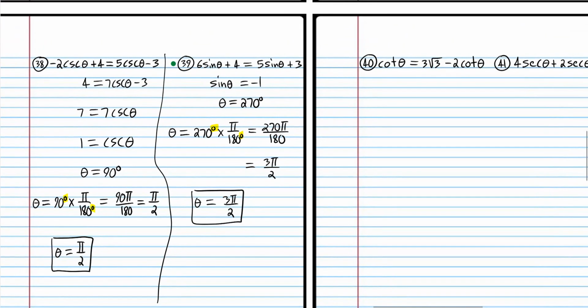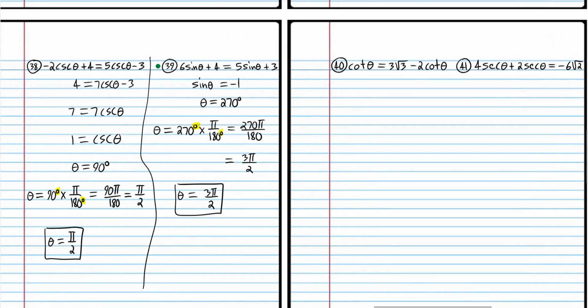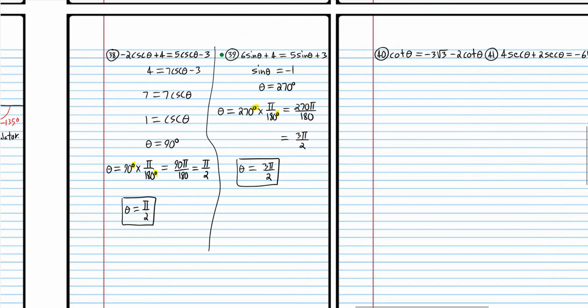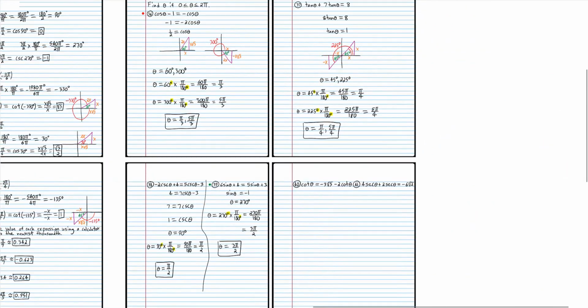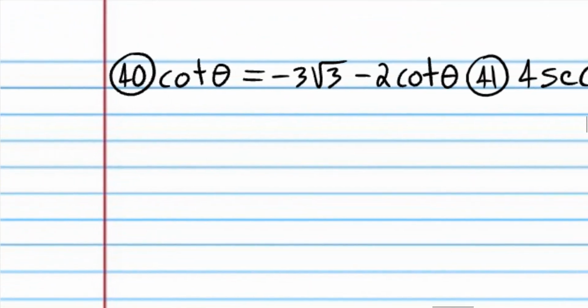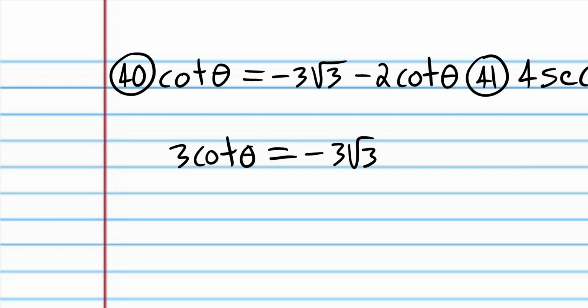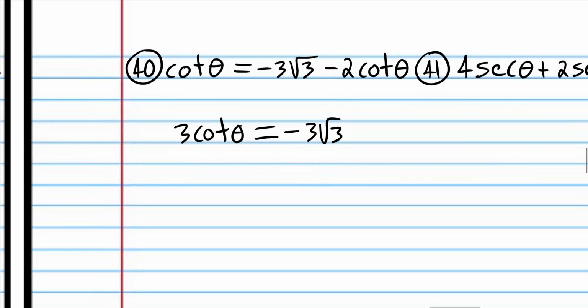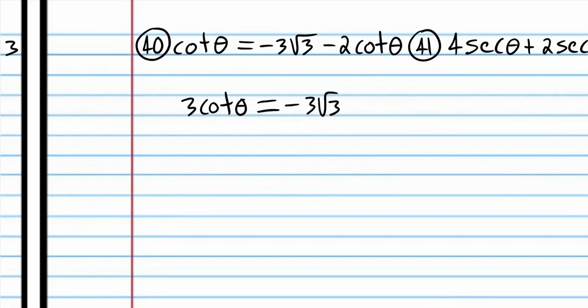Perfect. If you had a little trouble with that, that's okay. Again, that was a collapsed triangle. Okay, go ahead and try number 40. And when you come back, we'll do it together. Alright, we're back. So I'm going to add 2 cotangent theta to both sides. I guess I'll do this in steps. And then I'm going to divide both sides by 3.